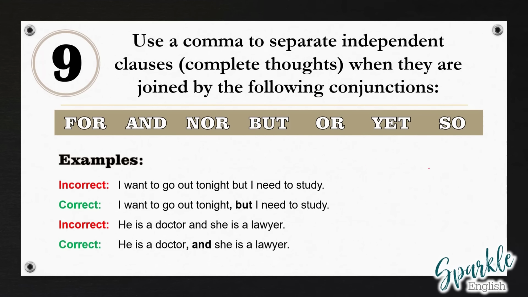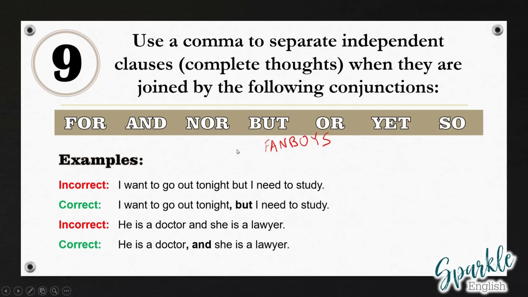Rule number 9. Use a comma to separate independent clauses, which is a complete thought or a complete sentence, when they are joined by the following conjunctions: for, and, nor, but, or, yet, so. A way to remember the conjunctions is FANBOYS. If you can remember FANBOYS, then you can remember which conjunctions. Example: I want to go out tonight but I need to study.